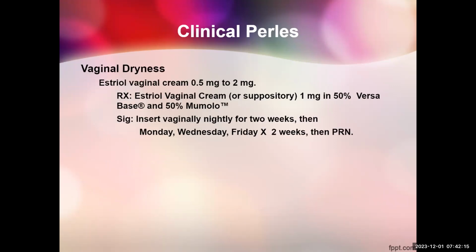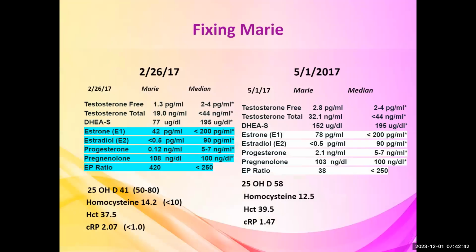Vaginal dryness, you can use an estrogen cream. There are estradiol commercial products. You can compound an estriol vaginal product, or you can do testosterone vaginal products. Testosterone works much better for vaginal dryness, especially if they have urinary incontinence. We usually dose it nightly for 2 weeks, then 3 times a week for 2 weeks, and then once or twice a week as necessary.